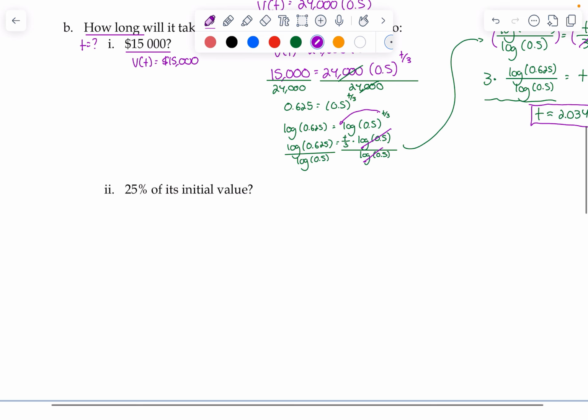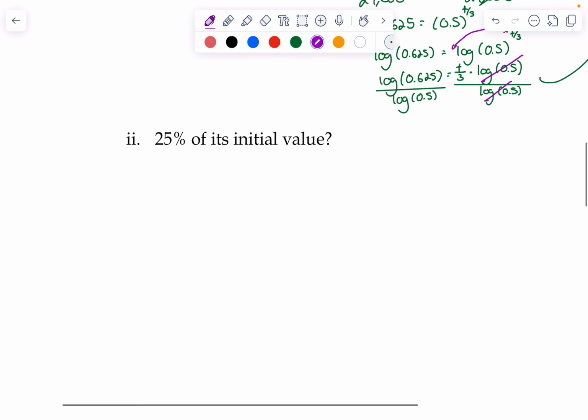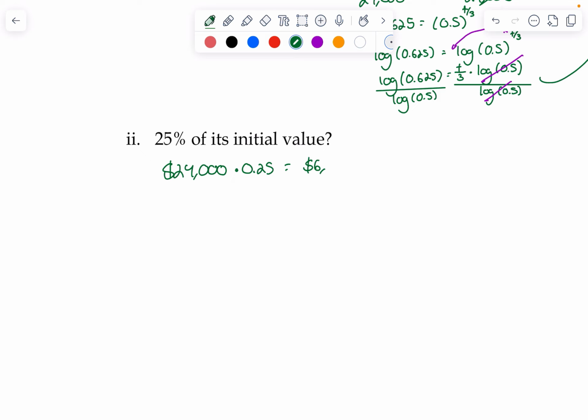Part 2 of B. When will it be 25% of its initial amount? Well, if it was initially $24,000, and if I want a quarter of that, so 25%, well, that's like me saying, okay, when is it going to be equal to a value of $6,000? Because that's what a quarter of 24,000 is. So you set up the problem the exact same way. This is like your final amount. That is what V of t is, and you are solving for t.